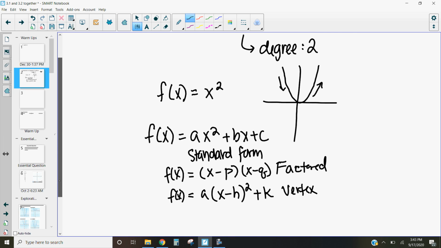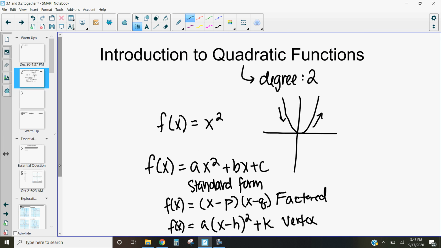As we go throughout this unit and check out these different types of forms, we are going to be graphing them. We're going to be writing equations, given different things. We're going to be changing from one form to the other because each form has its own unique characteristics and it provides us different information. So sometimes we want one form versus the other.